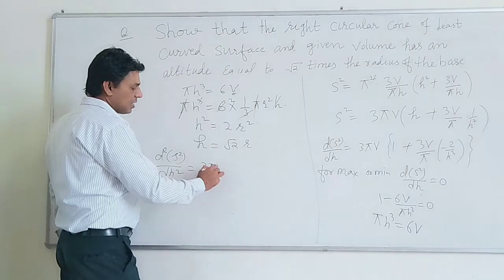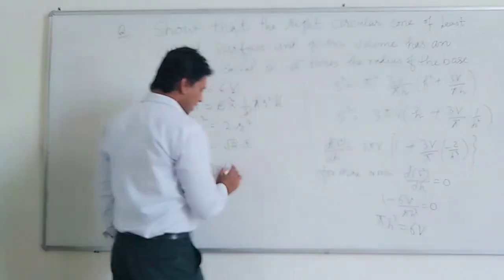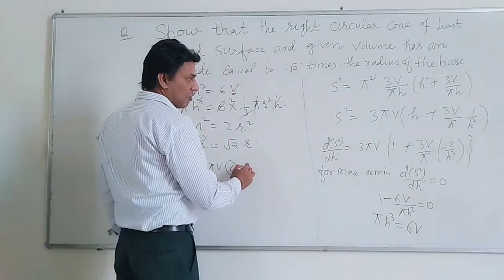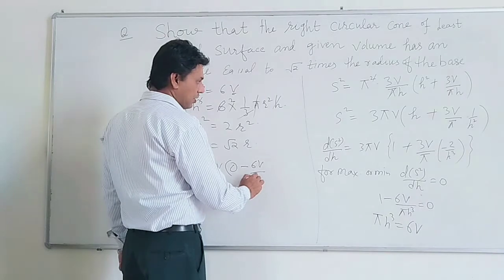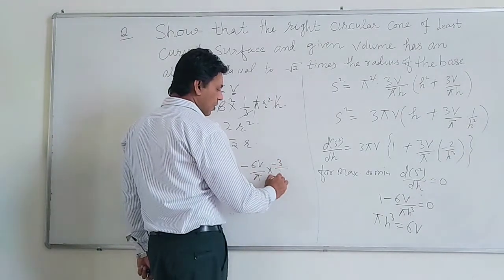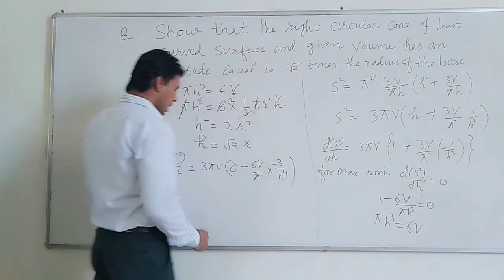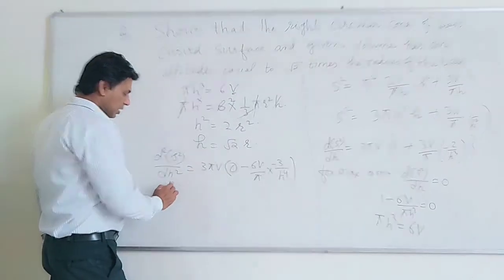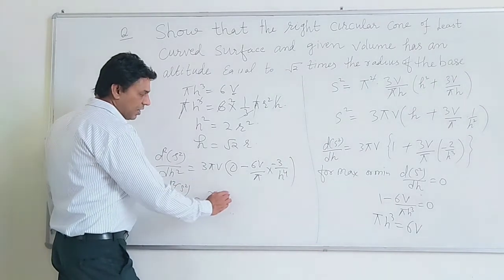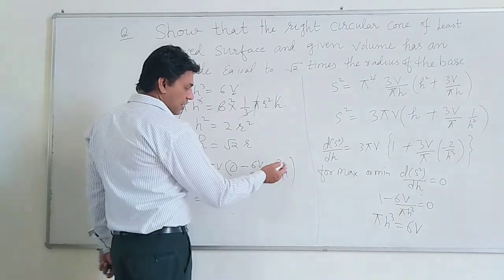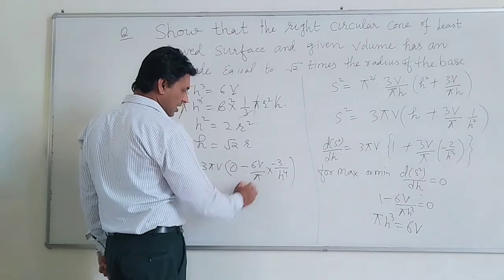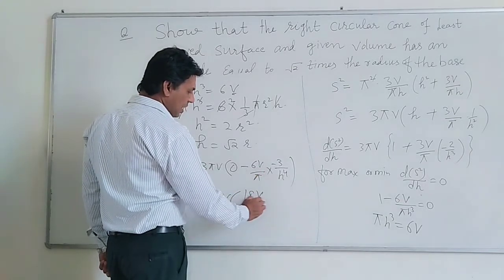So 3πV is outside and the differentiation of 1 is 0. Then it was -6/h³. It was only -6V/π. Now what is the differentiation of 1/h³? That is -3/h⁴. So now d²(s²)/dh² is 3πV, and after calculation it will become positive, minus minus plus, 18V/(πh⁴).